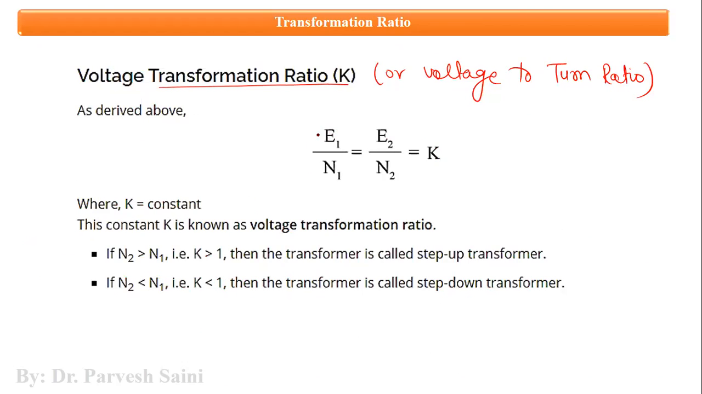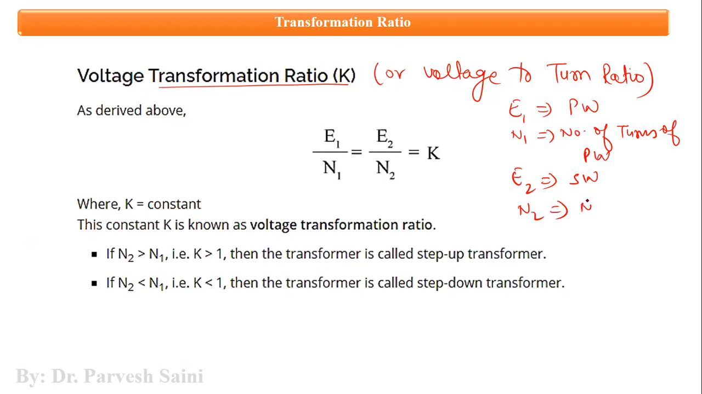ES by NS. So E1 is associated with the primary winding, N1 is the number of turns of the primary winding. Similarly, E2 is the RMS value of the induced EMF of the secondary winding, and N2 is the number of turns of the secondary winding. So you can use any notation. You can simply use EP by NP, ES by NS is equal to K. So this is what transformation ratio is.